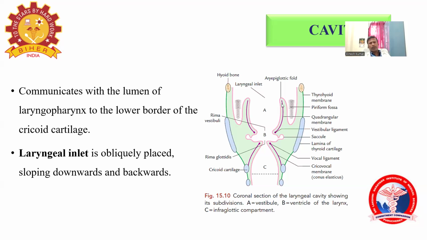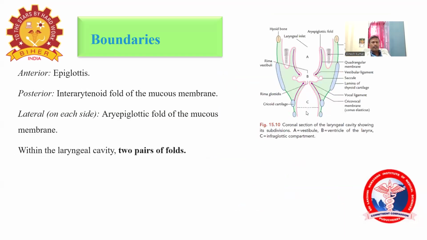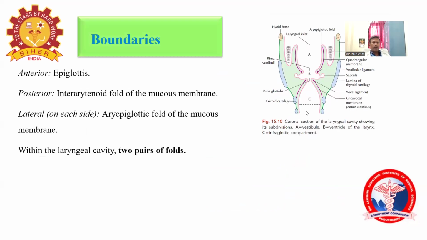So this is the aryepiglottic fold. You can see here the pyriform fossa. Okay. So, pyriform fossa. Next, you can see here the boundaries. Anteriorly, you can see the epiglottis. Posteriorly, the interarytenoid fold of the mucous membrane. Laterally on each side, the aryepiglottic fold of the mucous membrane.